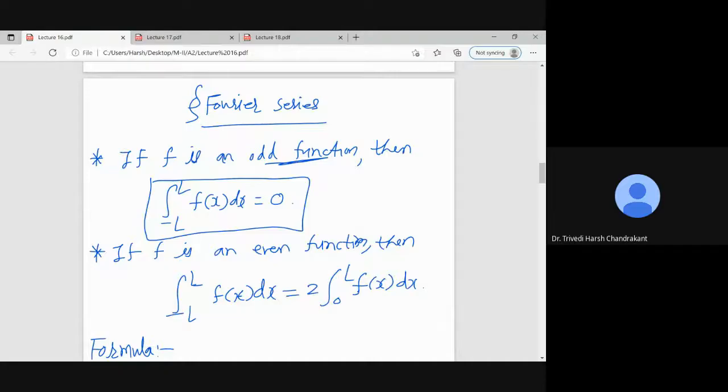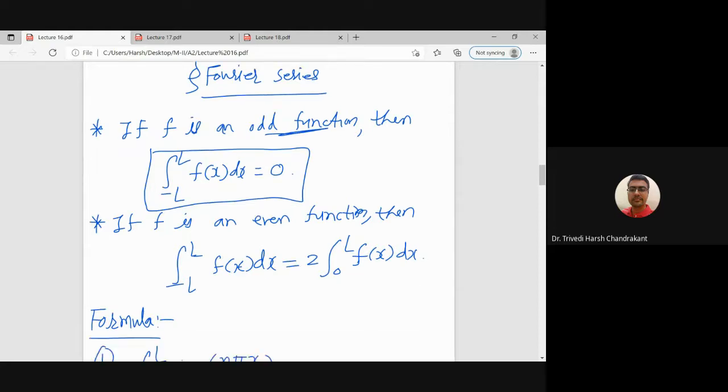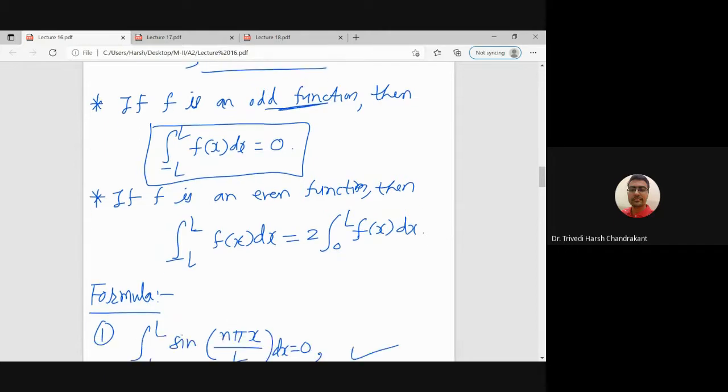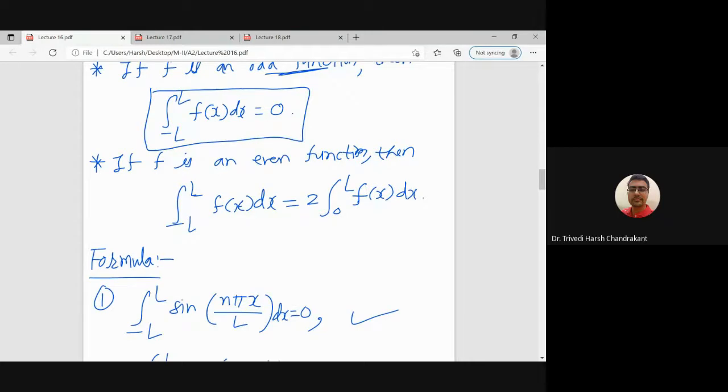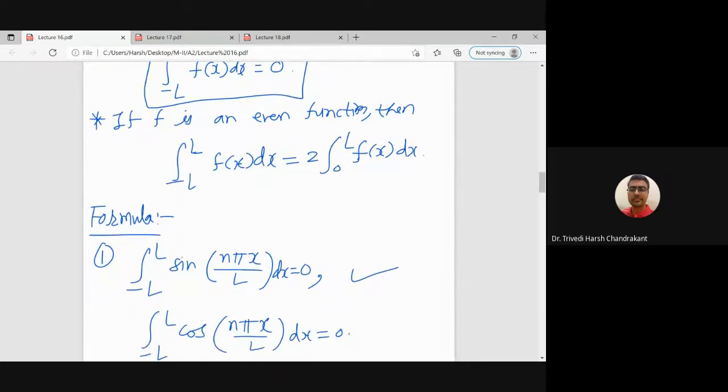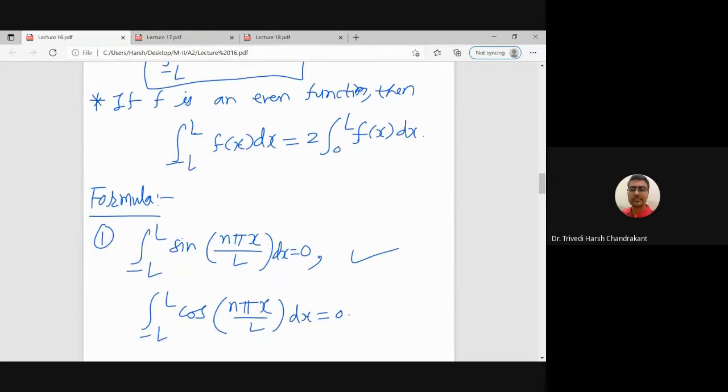First of all, we recalled certain formulas of integration. Most of them we know already, for L equals pi. So the first observation is that whenever we have a function f which is an odd function, then the integral over the symmetric interval from minus that number to that number is 0. Similarly, if the function is even, then the integral will be 2 times the integration from 0 to that number.